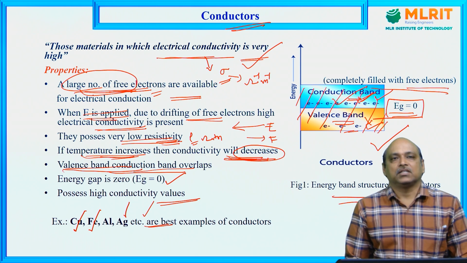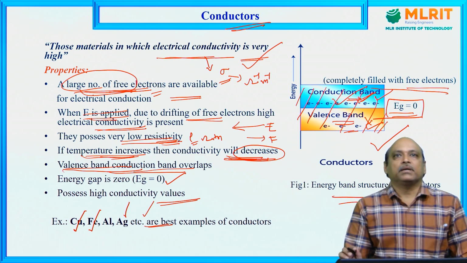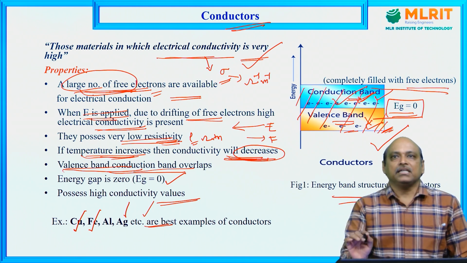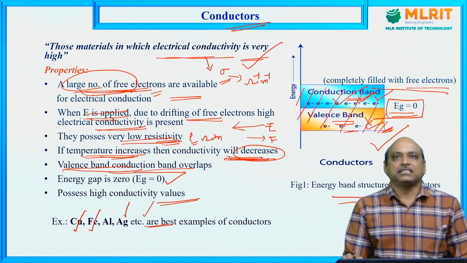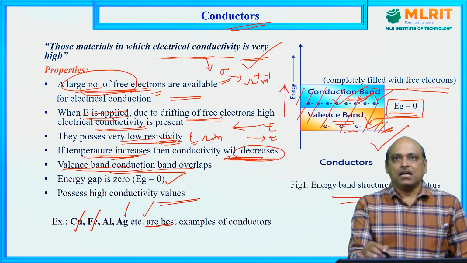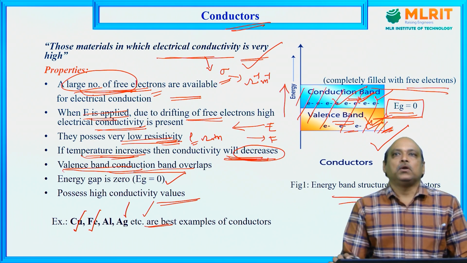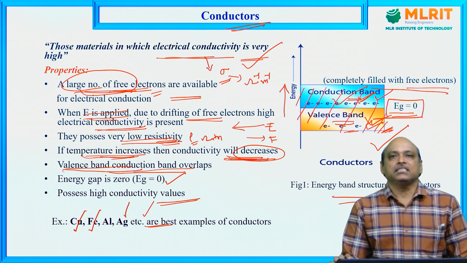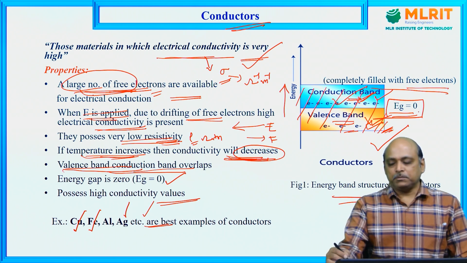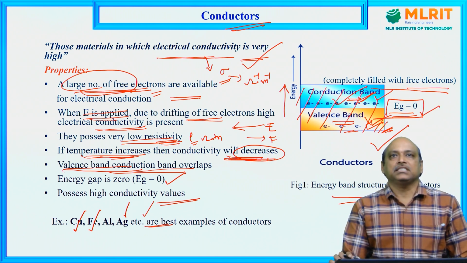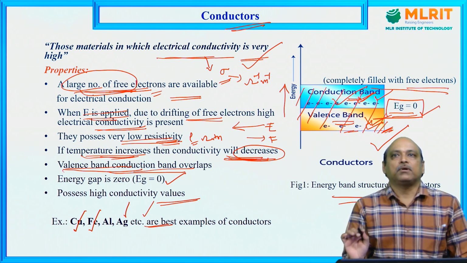We can say they are all conductors. So these are the properties of conductors based on the electrical conductivity, or based on the energy band structure. This is the energy band structure. We plot a graph where the conduction band is the higher energy level and the valency band is the lower energy level, and we say that the Eg value becomes 0. So this is a very important property: Eg equal to 0 for conductors.